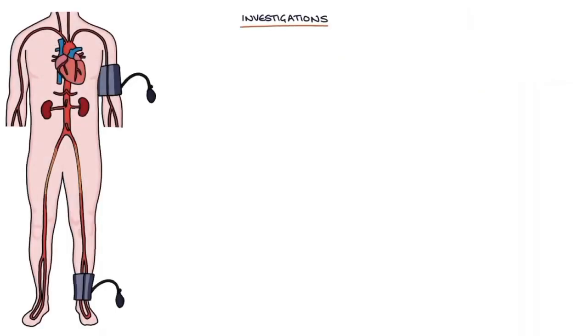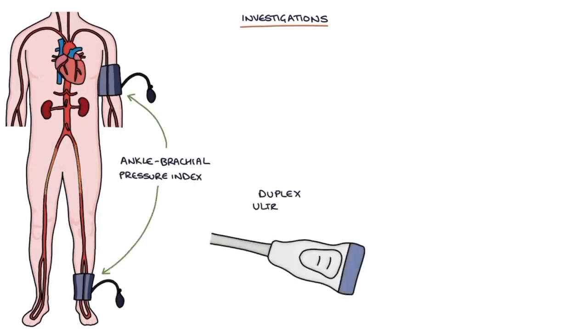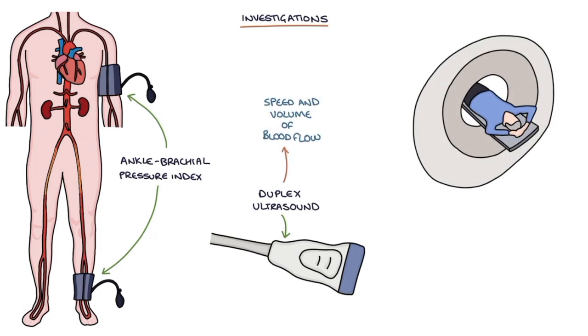Next, let's talk about the investigations for peripheral arterial disease, and these include an ankle brachial pressure index, or ABPI, duplex ultrasound, which is an ultrasound scan that shows the speed and volume of blood flow, and angiography, which can be a CT or MRI angiogram, and this involves using contrast to highlight the arterial circulation.